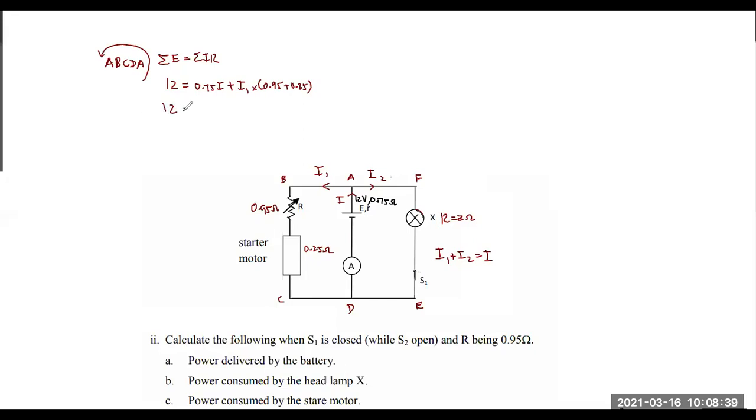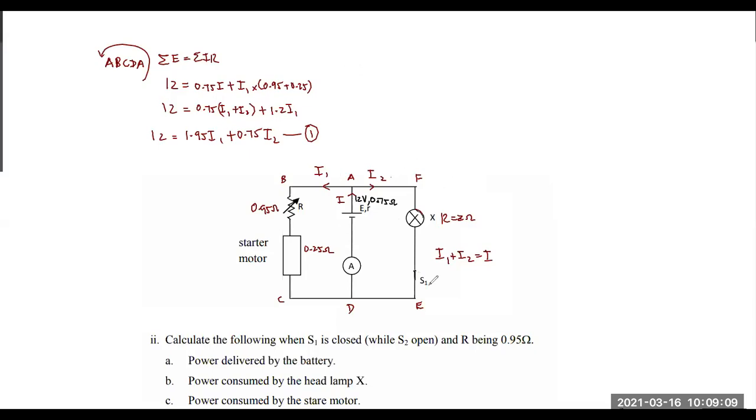Then 12 is equal to, instead of I, let's substitute I1 and I2. Therefore, it is 0.75 times I1 plus I2, plus here we will be getting 1.2 I1. Therefore, 12 equals 0.75 I1 plus 1.2 I1, which is 1.95 I1, plus 0.75 I2. I have one equation.